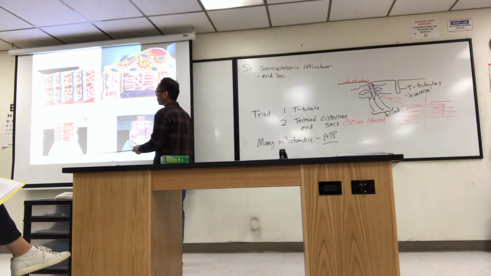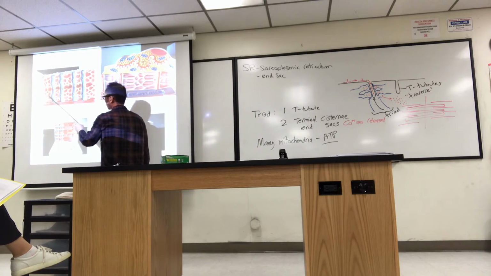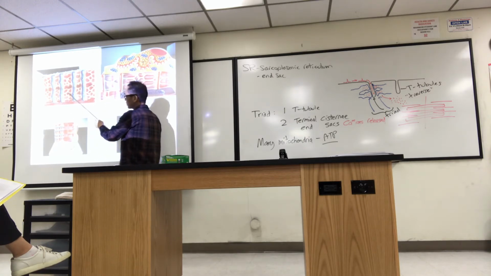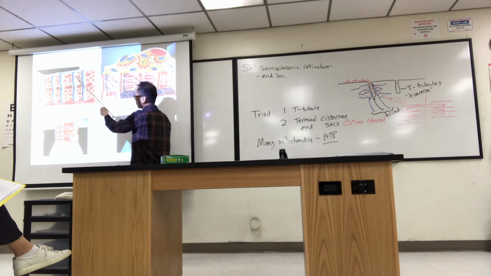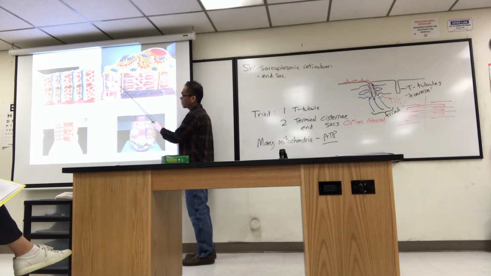left, what do you think this blue stuff is? T-tubule. The beige stuff is the sarcoplasmic reticulum, but if you just look at the end sacs with the T-tubule, that is a triad. So on here, if I have you identify these three things, I'm going for the triad.